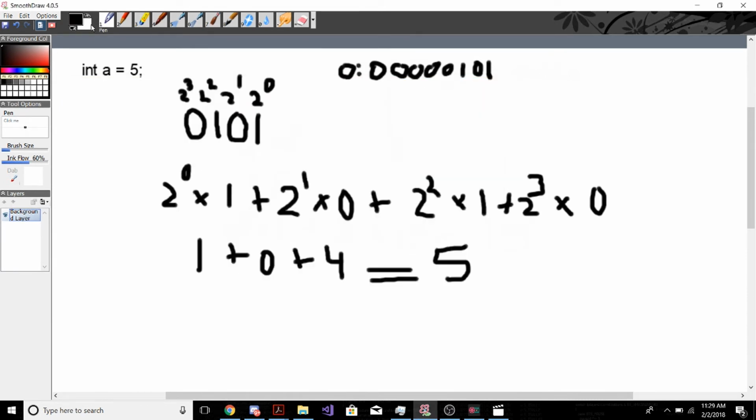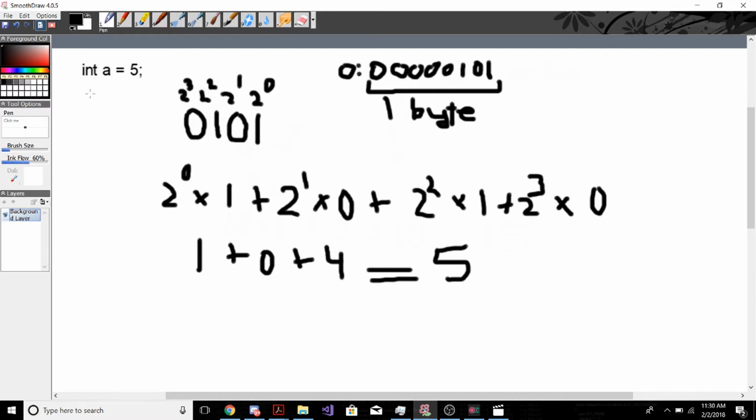Each grouping of 8 bits is also called a byte in binary. So this right here would be 1 byte. Keep in your head that 1 byte equals 8 bits. An int in C++, an integer, can store up to 4 bytes of memory, which is 32 bits, because 4 times 8 is 32.